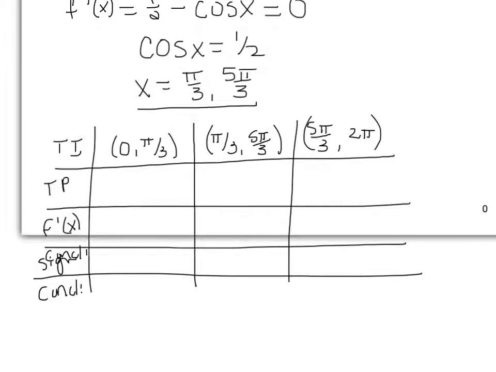So my test point from 0 to pi over 3 is going to be pi over 4. From pi over 3 to 5 pi over 3, I'm going to pick pi. And from 5 pi over 3 to 2 pi, I'm going to pick 7 pi over 4. When I evaluate the derivative at pi over 4, I end up with 1/2 minus the cosine of pi over 4, which is 1/2 minus the square root of 2 over 2. And if you evaluate that, you'll see that you get a negative number.